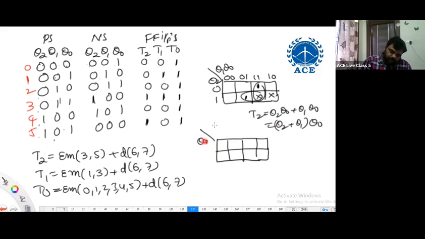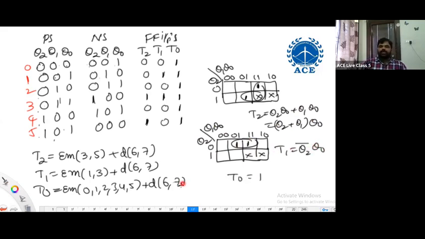For T1, the minterms are 1 and 3, and 6 and 7 are don't cares. One grouping is sufficient. T1 is equal to Q2 bar Q0. No doubt T0 will be 1, since all its entries are either minterms or don't cares. You can draw the counter circuit also.